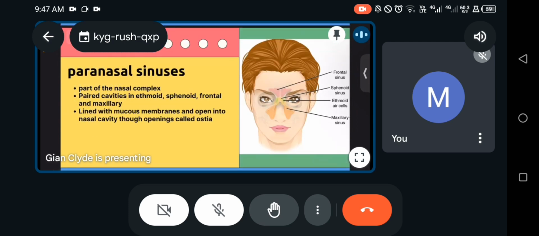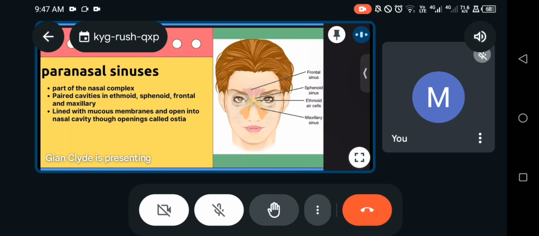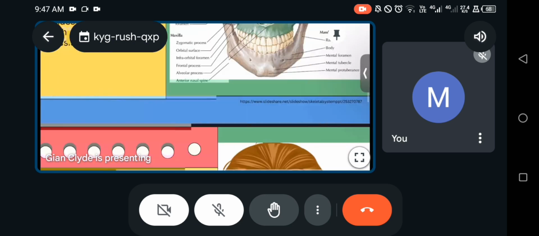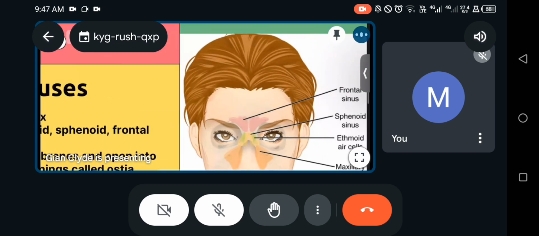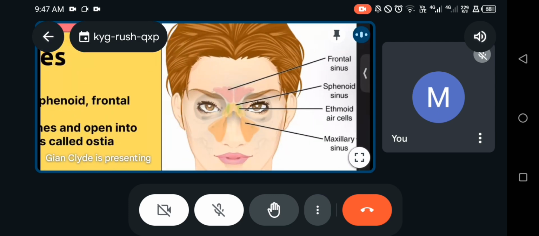Let us now proceed to the paranasal sinuses. The sinuses are part of the nasal complex, paired in the ethmoid, sphenoid, frontal, and the maxillary. This is kind of familiar for us as well, as this was included in our return demonstration. It is important, especially the sinuses, as we will be able to distinguish each part. So remember the frontal, the sphenoid, together with the ethmoid, and then the maxillary sinuses.